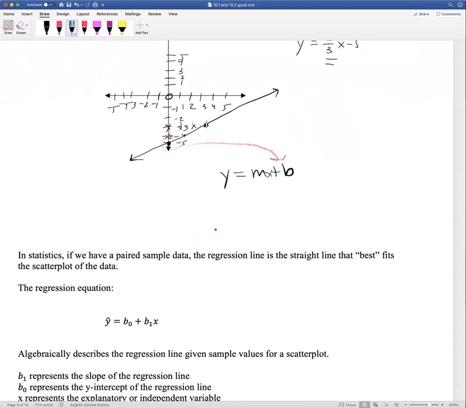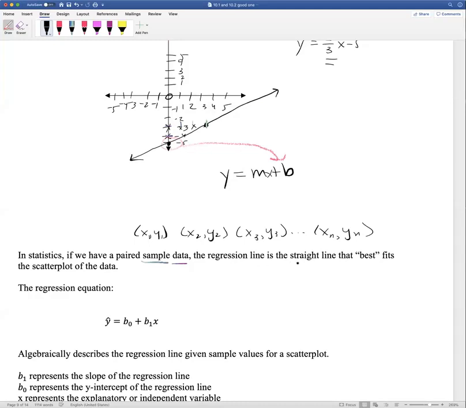In statistics, if we had paired sample data, that means we're dealing with a sample, and we have paired data, so x1, y1, x2, y2, x3, y3, whatever it is, we have a bunch of ordered pairs that come from a sample all the way up to xn, yn.